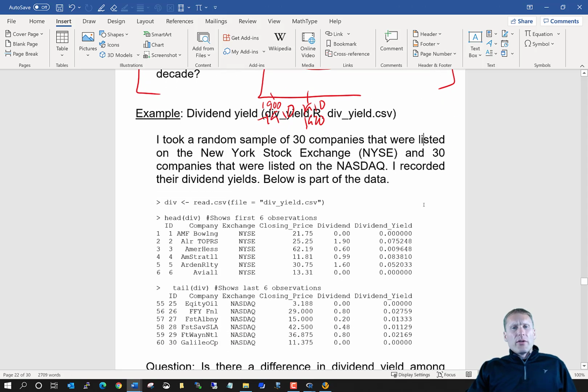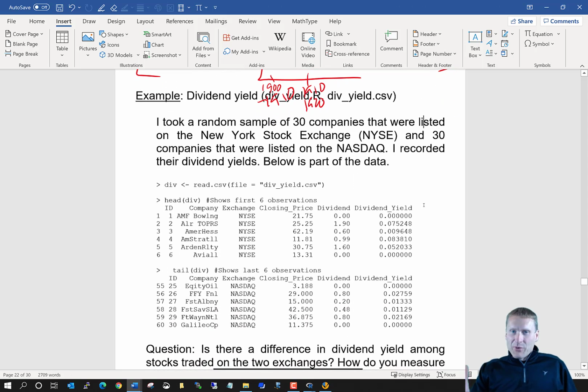Okay, so we have a third example here. And with this example, I'm going to let you read it on your own. This deals with dividend yields of stocks. I actually took a random sample of 30 stocks from 2 different stock exchanges. And I did some comparisons using box plots and dot plots. I want you to take a look at this example on your own. Do note that we will actually come back to this example later in this course.